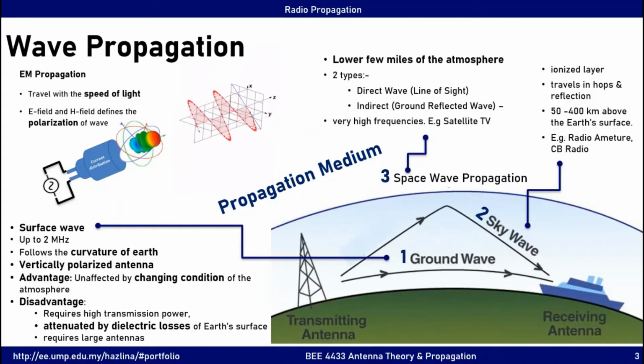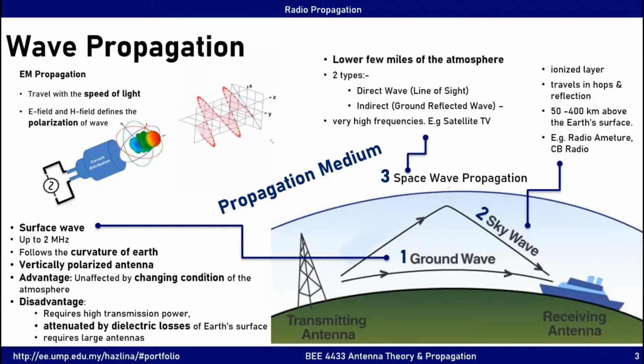The space wave propagation medium houses energy that travels in the lower few miles of the atmosphere. There are two types of space wave propagation. Type 1 is known as direct wave, in which propagation travels in the line of sight. This path, however, is limited by the curvature of Earth. The waves are deviated and cannot travel beyond the horizon or obstacles. This kind of communication link is suitable for ultra-high frequency, very high frequency, or microwave signals.